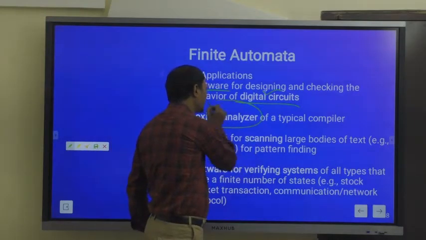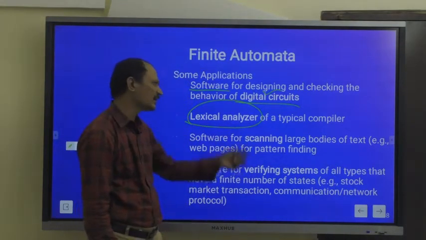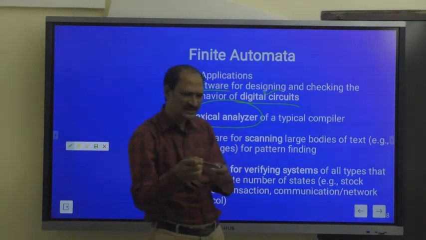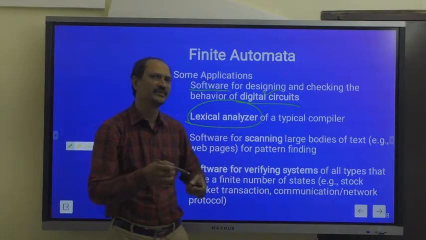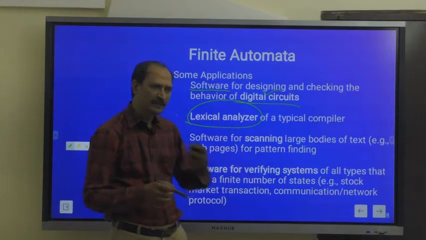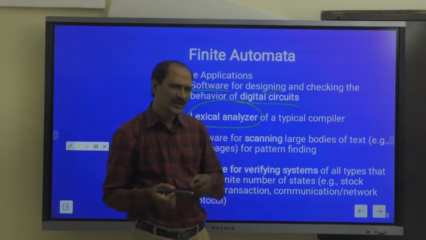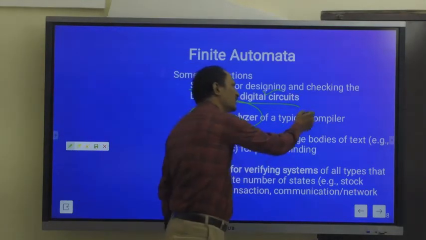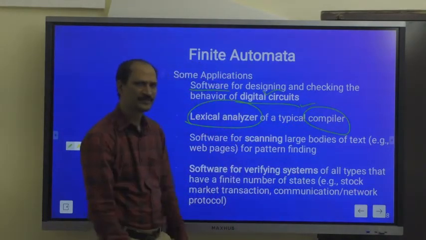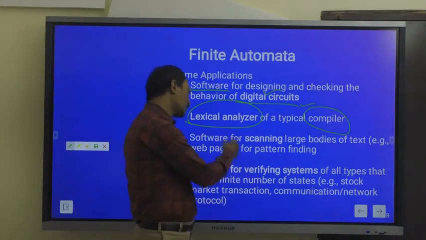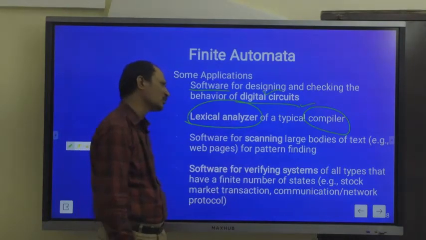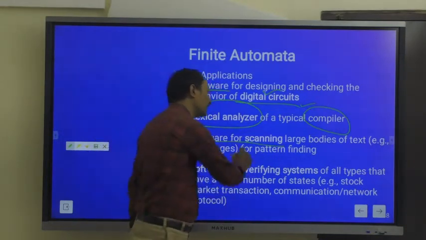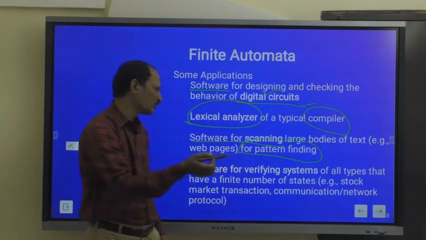Next, you have the lexical analyzer of a typical compiler. You know what a compiler is and what its purpose is. In order to construct a compiler, we make use of several concepts from formal language and automata theory. A compiler has various phases, and one of the phases is the lexical analyzer. To construct it, we make use of these concepts. We also use them to construct software for scanning large bodies of text, for pattern finding, for regular expressions.